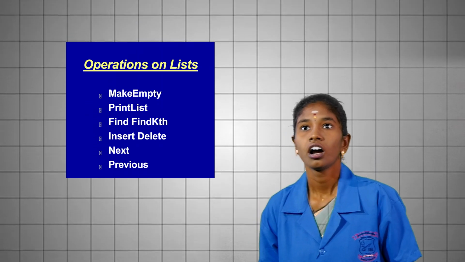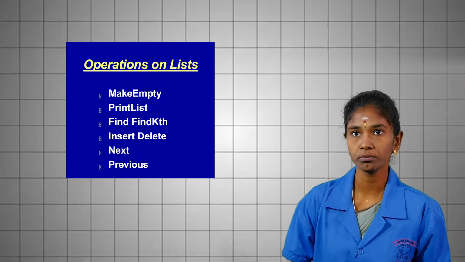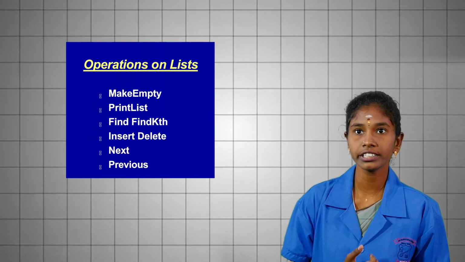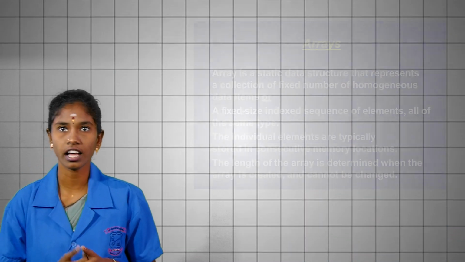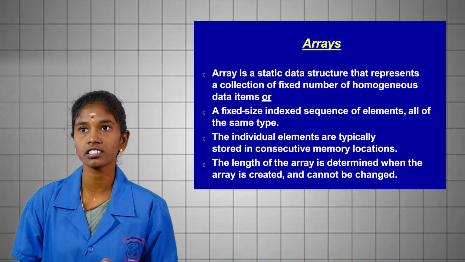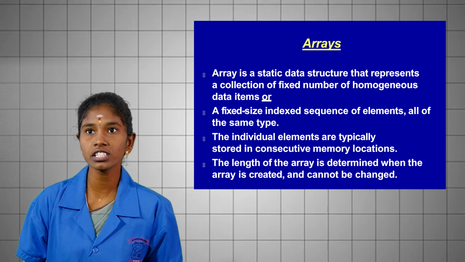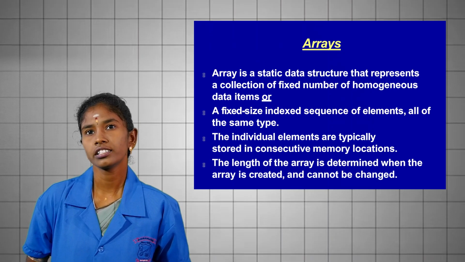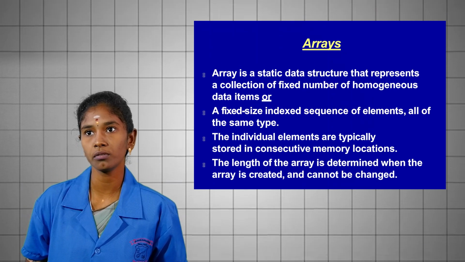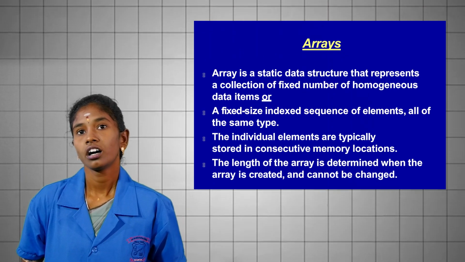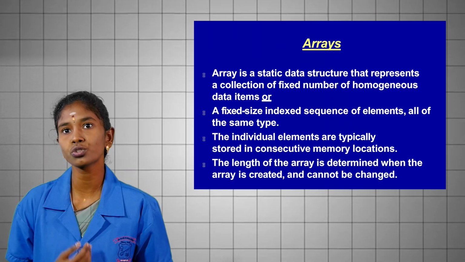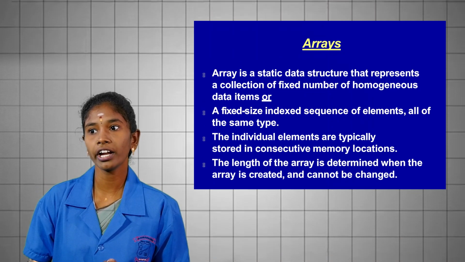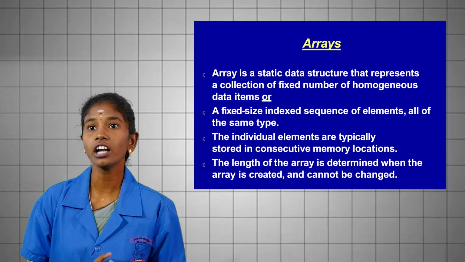Operations on list: make empty, print list, find kth value, insert, delete, next, previous. What is an array? An array is a static data structure that represents a collection of a fixed number of homogeneous data items, or a set of size-indexed sequence of elements all of the same type. The individual elements are typically stored in consecutive memory locations. The length of the array is determined when the array is created and cannot be changed.